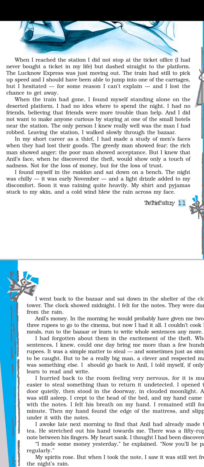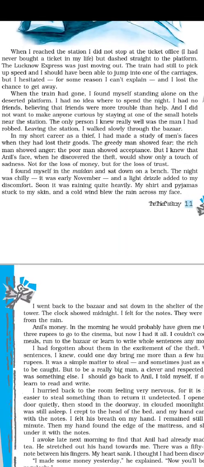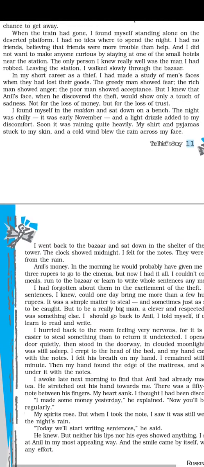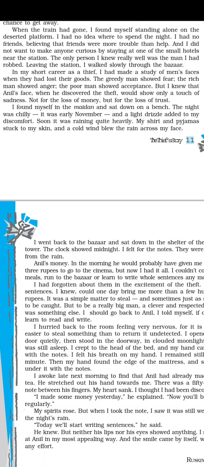But I knew that Anil's face, when he discovered the theft, would show only a touch of sadness. So he knew Anil very much, and he knew that when Anil will discover the theft, he will only show a touch of sadness, not for the loss of money, but for the loss of trust. Means he trusted the boy, and that boy betrayed him. That's why he will just show kind of sadness, right?